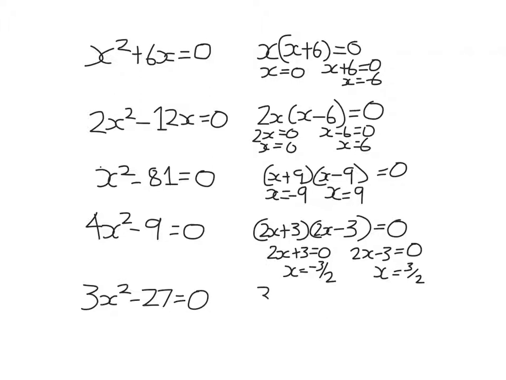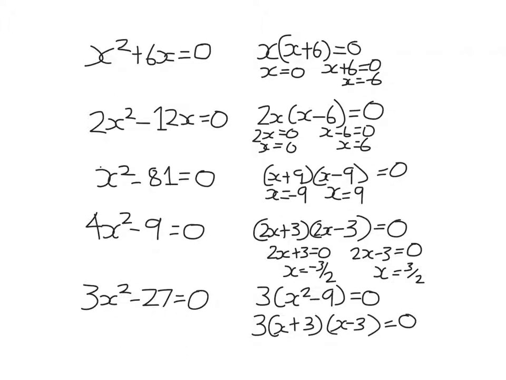So taking out the highest common factor leaves us this. Note x squared minus 9 is the difference of 2 squares. So we have 3, so we set up our brackets, square root the first, square root the second, 1 gets a plus, 1 gets a minus. So when you have the 3 out the front like you do here, it doesn't affect the solution.